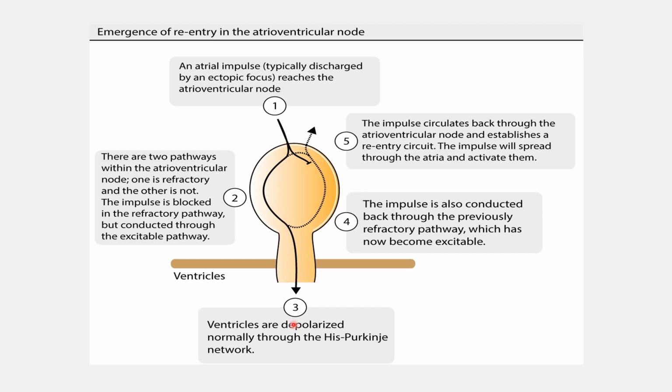Ventricles are depolarized normally through this His-Purkinje network. The impulse is conducted back through the previously refractory pathway, which has now become excitable. The impulse circulates back through the atrioventricular node and establishes a re-entry circuit. The impulse will spread through the atria and activate them.